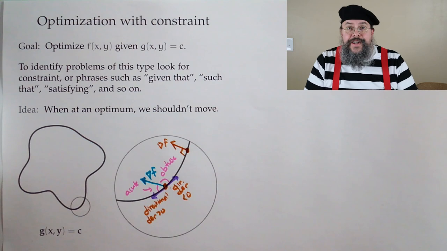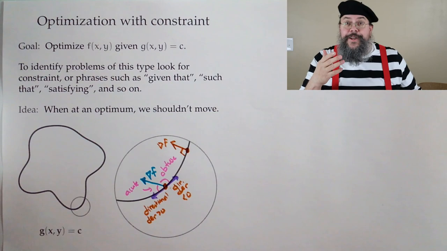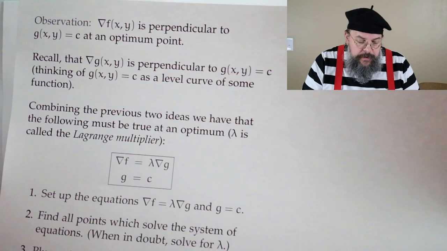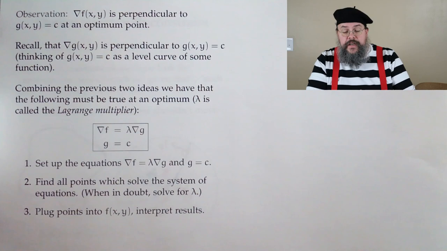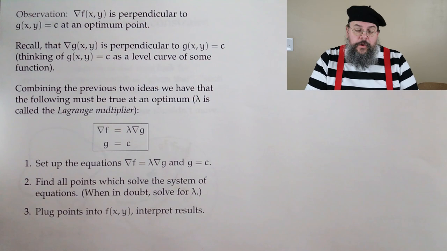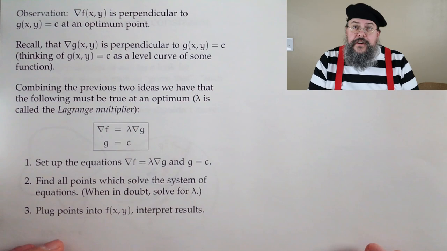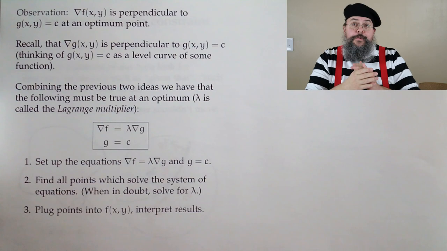So, given that we have our constraint, we need to have it be the case that the gradient is perpendicular to the curve. So, there we go. That's what we got to this point right here. Our gradient is perpendicular. Now, we say, well, what else is perpendicular? Well, what is g of x, y? It's like a level curve to the surface z equals g of x, y. And we know that gradients are perpendicular to level curves.